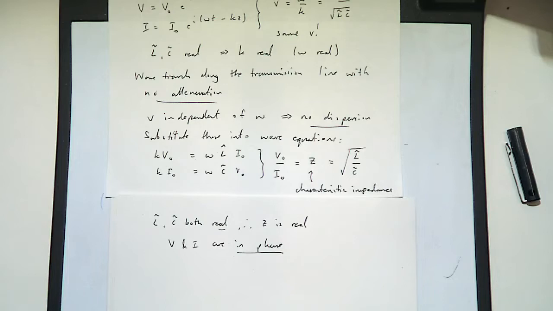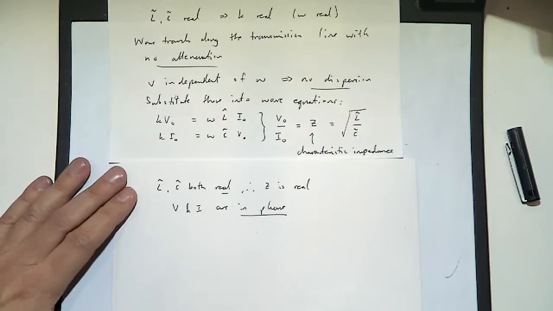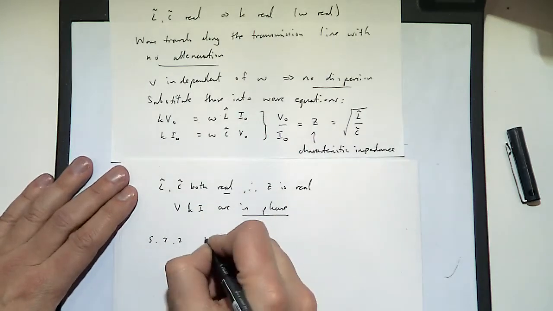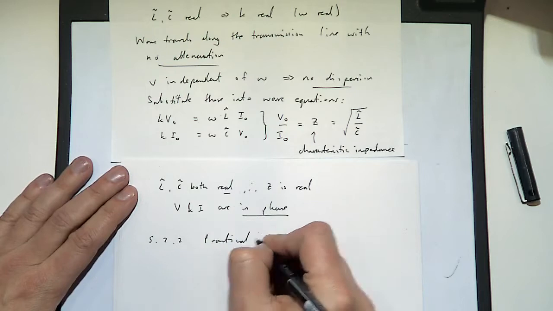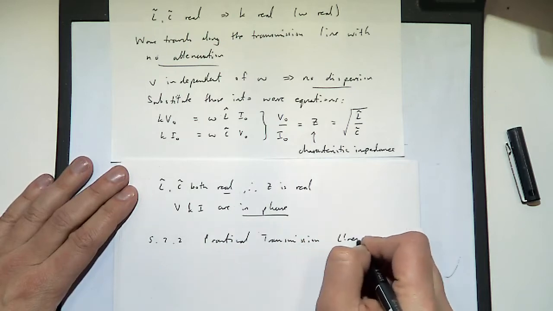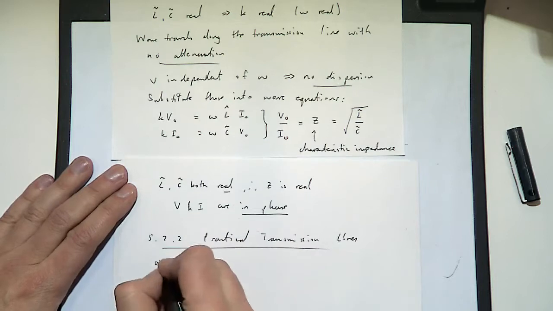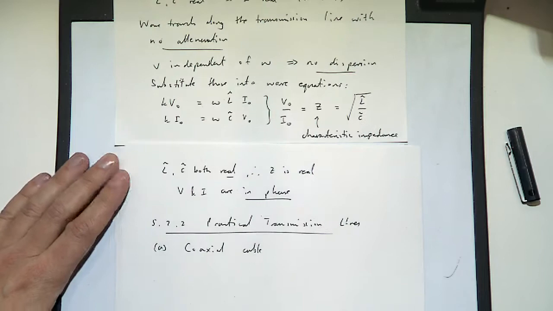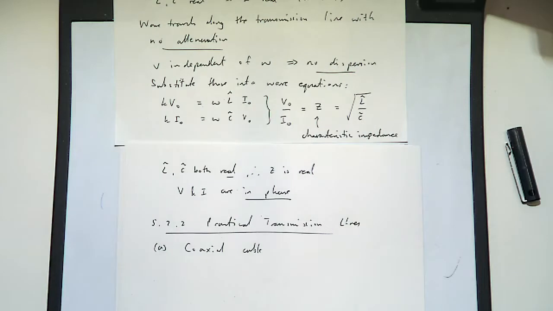So that's our basic idea of a transmission line. Now, not many transmission lines are composed of just two wires. There are two practical cases that we're going to look at. The first one is the coaxial cable. So, practical transmission lines. The first one is the coax. And this is explicitly covered in one of the example sheets, example sheet 4.